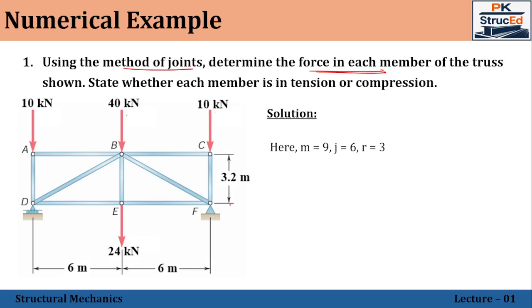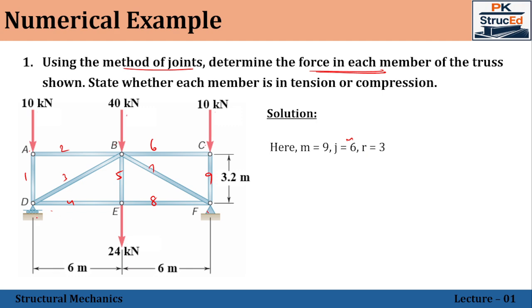Before which we need to check whether the given truss is a perfect one or not. So here we have 1, 2, 3, 4, 5, 6, 7, 8 and 9 members. And regarding the joints, we have 1, 2, 3, 4, 5, 6 joints.